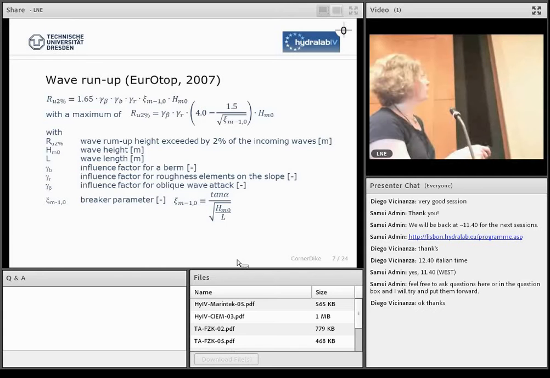So what is the state of the art about the influence factor gamma beta? If we have an oblique wave approach, the run-up and the overtopping decreases, so we expect values lower than 1. You can see here in this diagram the angle of wave approach and the influence factor beta on the y-axis.